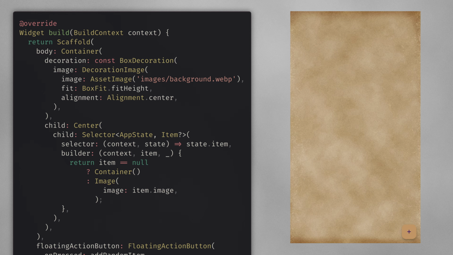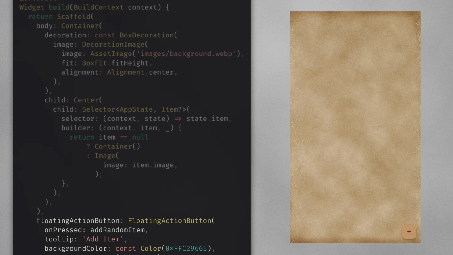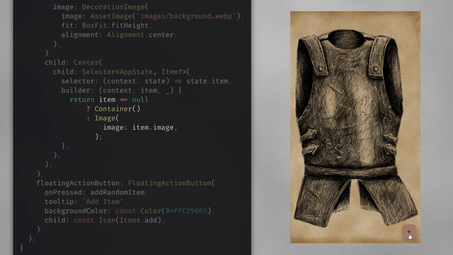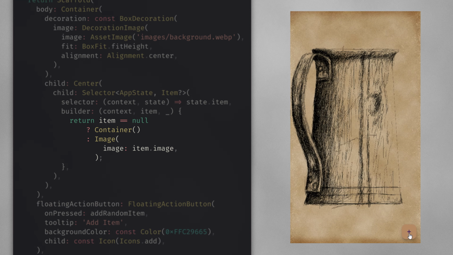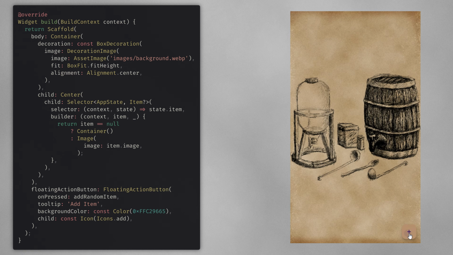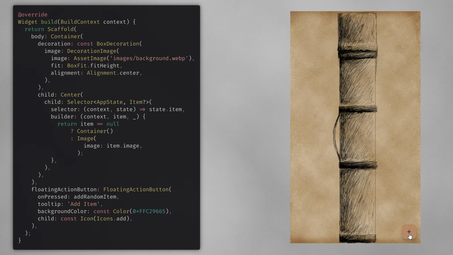To actually display these items, here's a simple app screen with a nice old papery background image and a floating button. Every time I press the button, a new item appears, displayed by this self-updating widget. The process going on in the background is a little bit complicated, but it's worth getting to know, as it explains state in pretty much any application that you use.